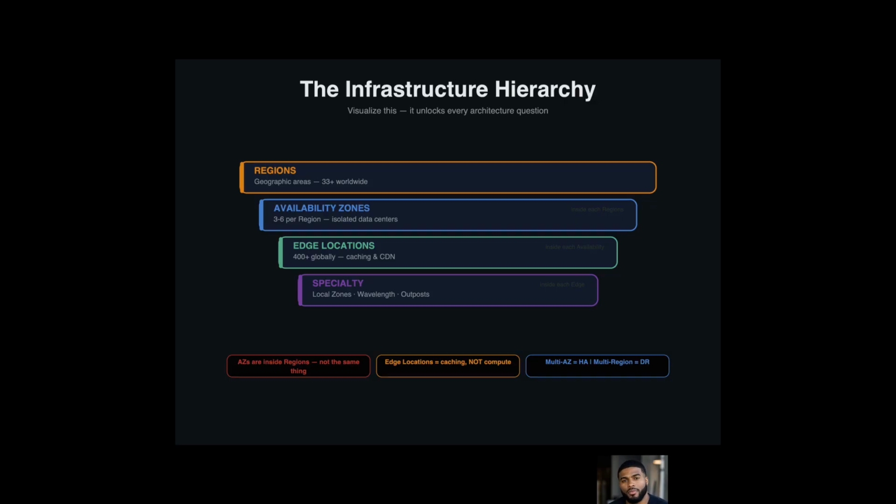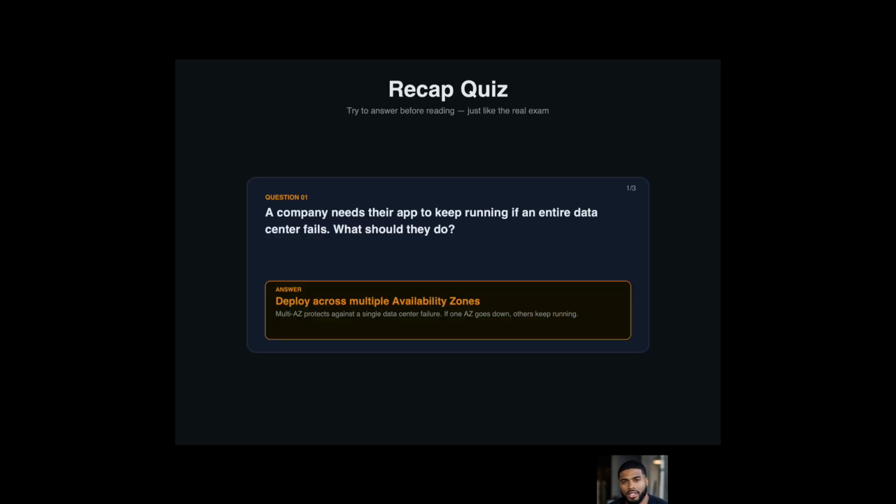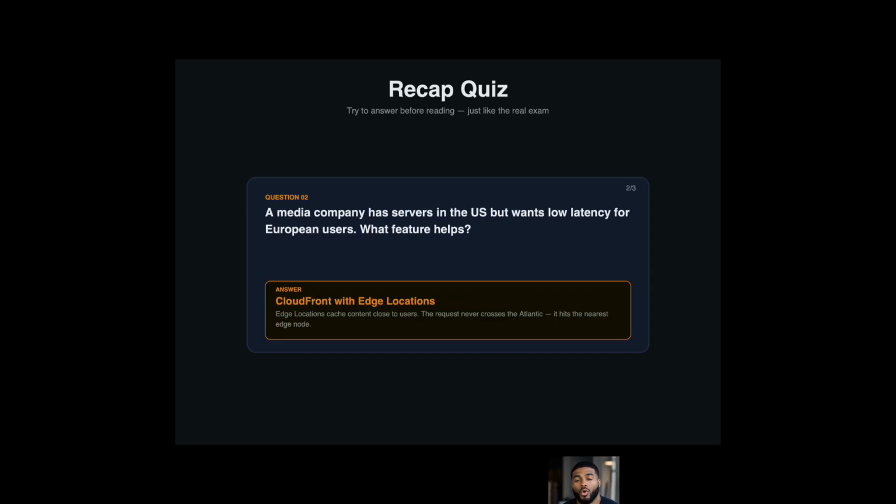Okay, 3 quick practice questions. Question 1. A company needs their app to keep running if an entire data center fails. What's the solution? Deploy across multiple availability zones. That's it. Question 2. A media company has servers in the US, but wants low latency for European users. What feature helps? CloudFront with edge locations. Cache the content close to the users.